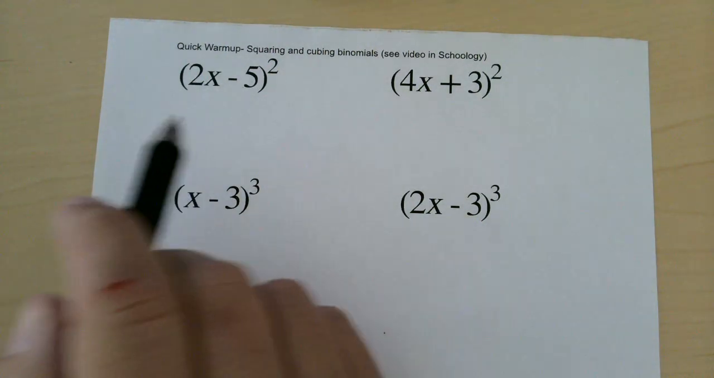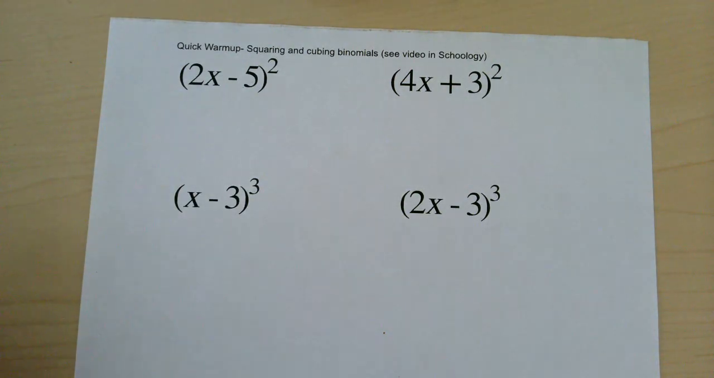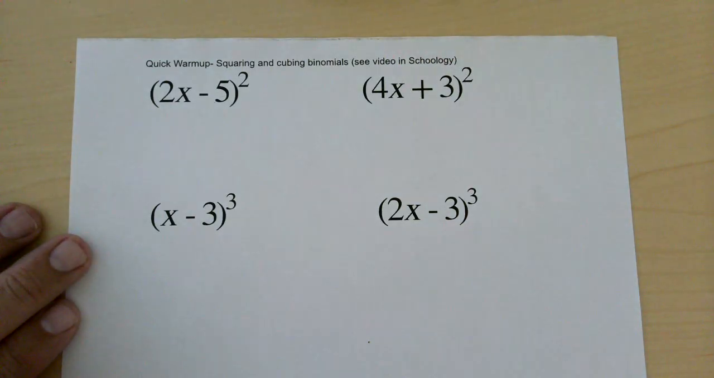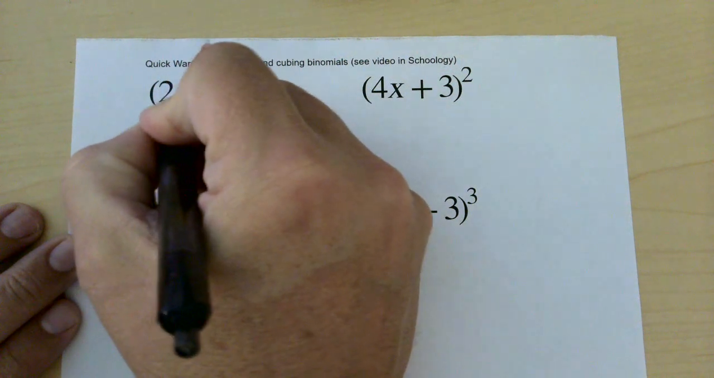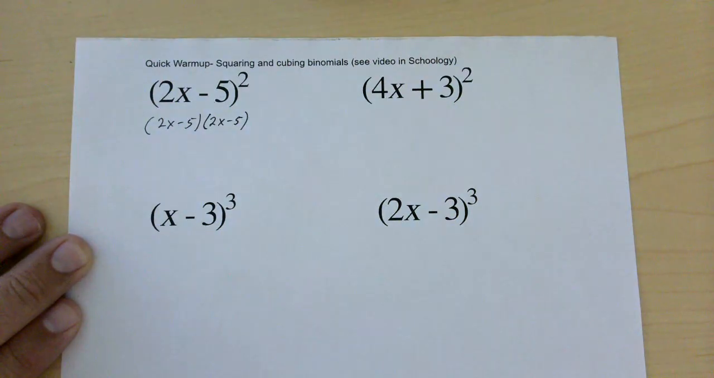For squaring a binomial, there is a shortcut, but for the first problem, I'm going to show you how I recommend doing it until you do enough of these and can see the shortcut. When you square something, it's itself times itself. And then we're simply going to do FOIL.